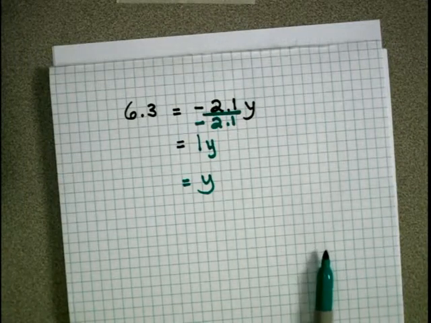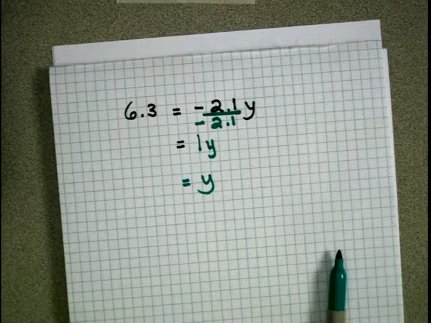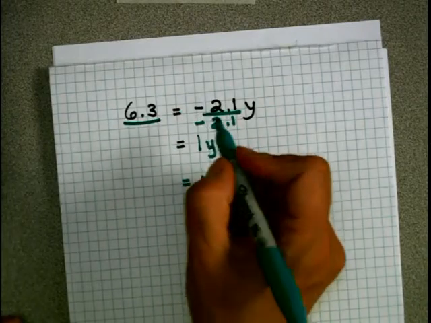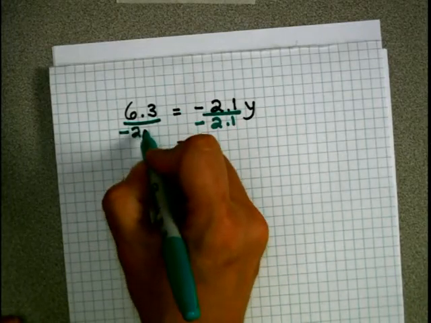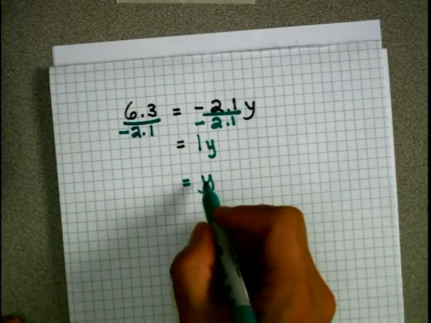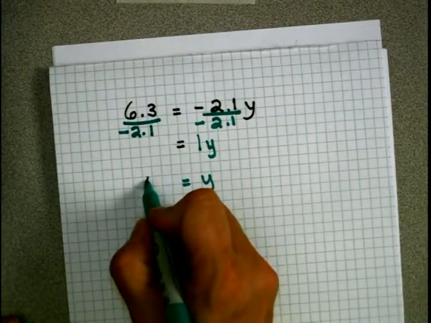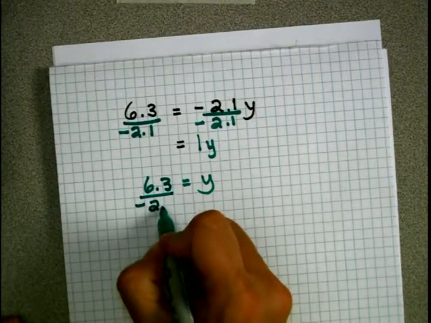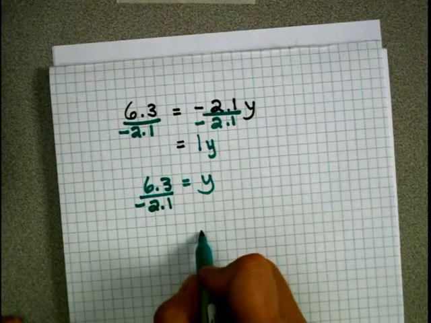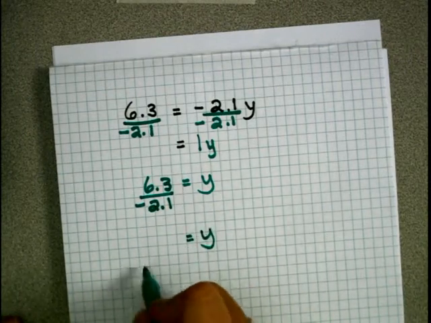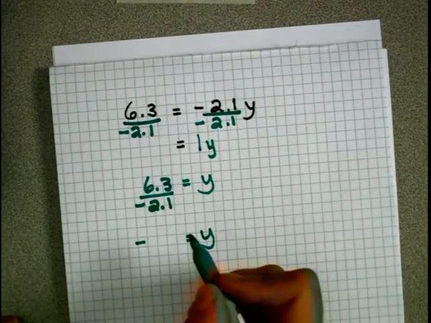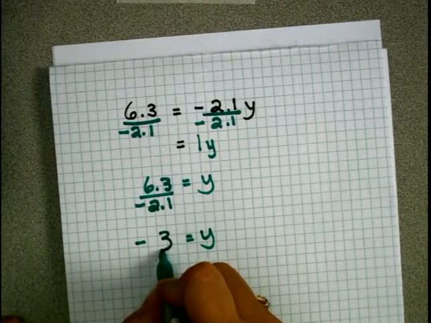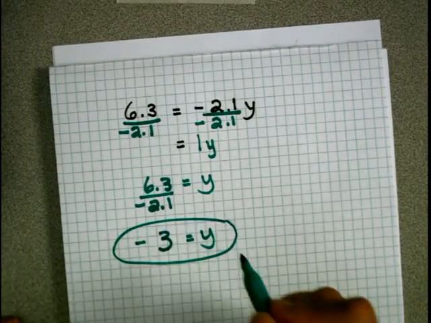Now, in order to keep the equation equal, we need to do the same thing to both sides of the equation, which means we are going to divide again by the same negative 2.1. And so y is equal to 6.3 divided by a negative 2.1. One negative means the entire answer will be negative. And 6.3 divided by 2.1 is simply 3. So y is equal to a negative 3.